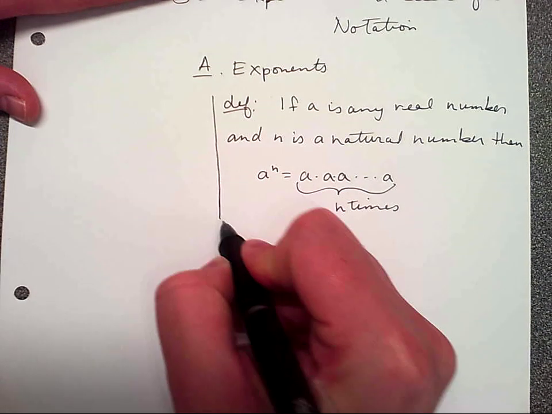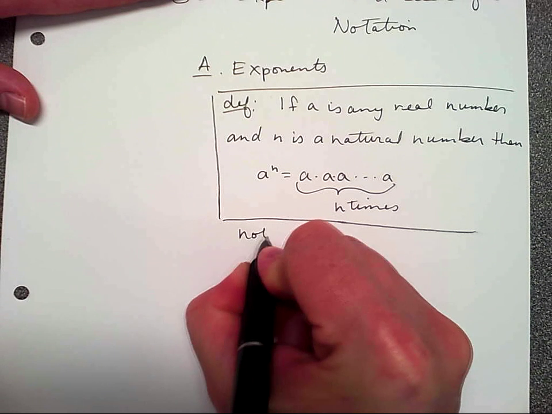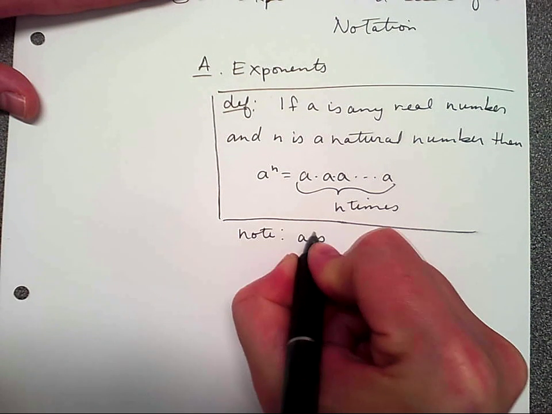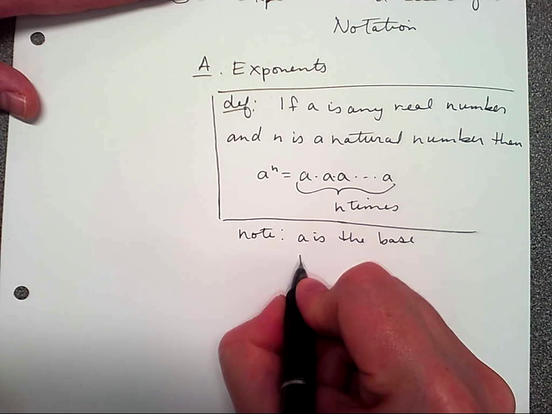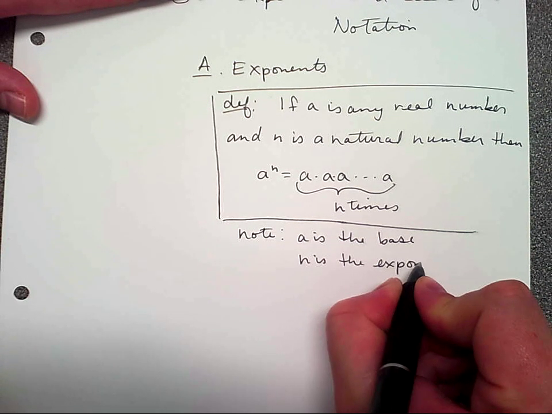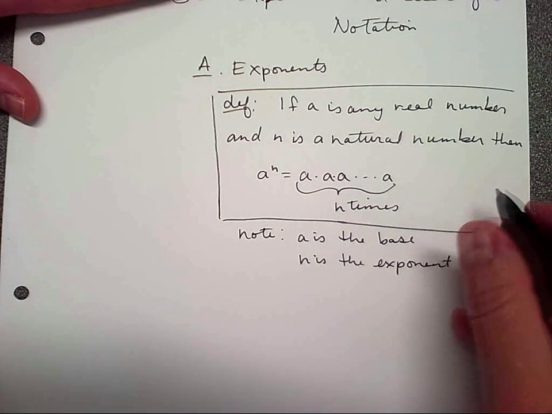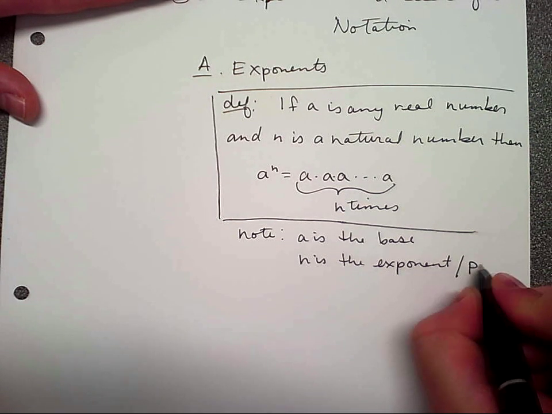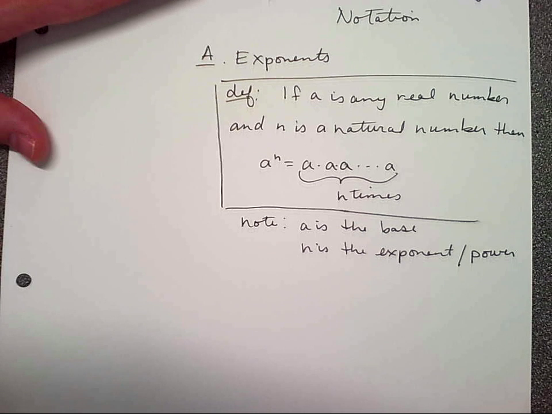So that's a definition. So note, for a little vocab, A is the base and N is the exponent. What's another common way to say the exponent? Some people say the power, right? To the second power, to the third power. So let's do some examples.